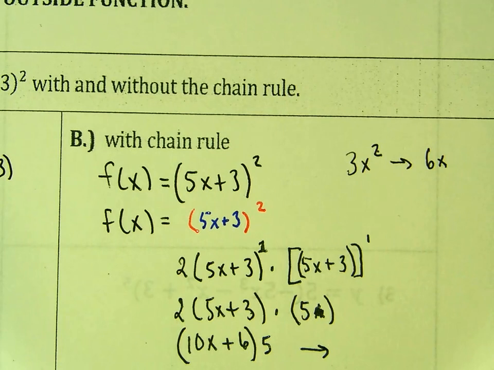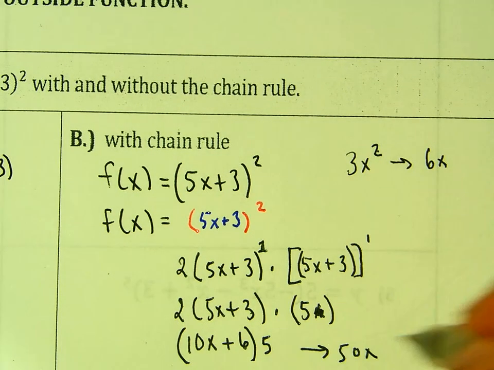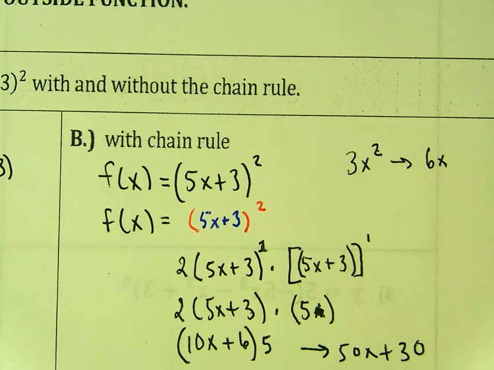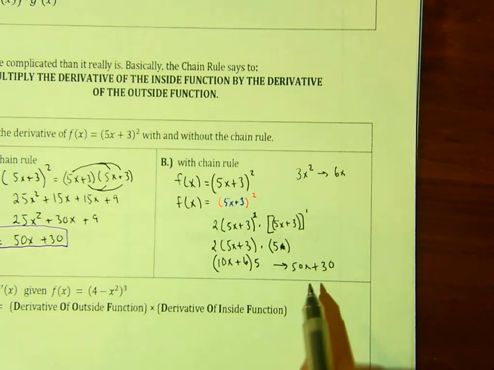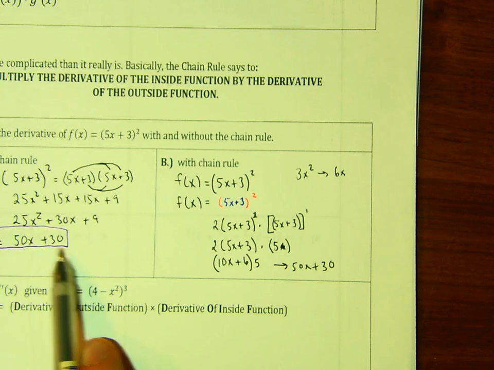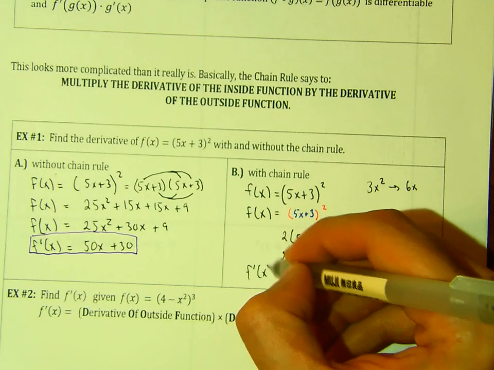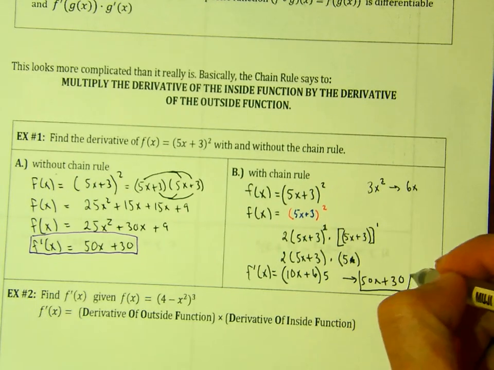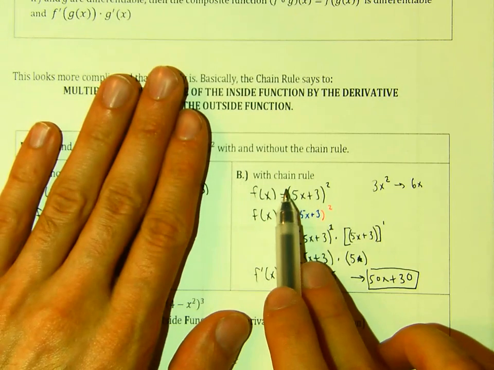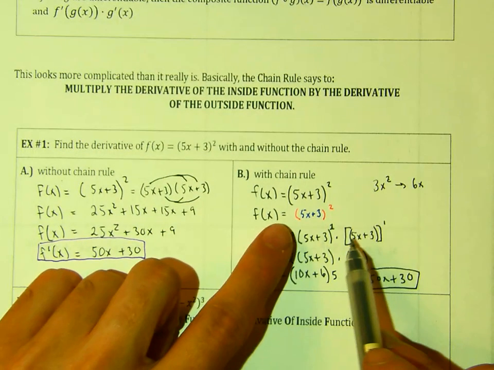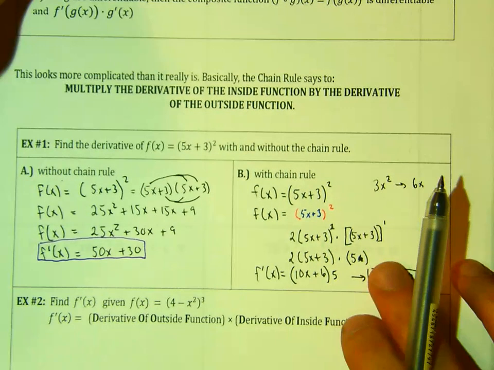And notice what we're going to get: 5 times 10x is 50x, and 5 times 6 is 30. And this is the same thing that we got before, 50x plus 30 for f prime of x, okay? This idea of the chain rule is very, very helpful, and getting used to what's the outside and what's the inside will take some time.